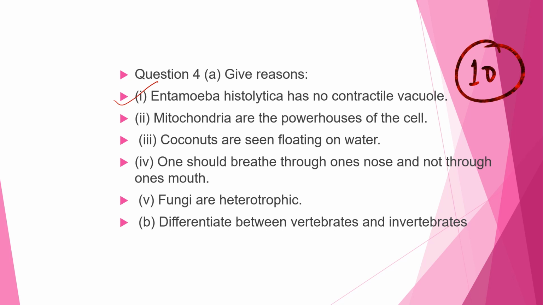Now next one is mitochondria is called the powerhouse of the cell. Why? Because cellular respiration is taking place in mitochondria. We all know that the cellular phase of respiration is taking place in mitochondria, and the energy produced is stored in the form of ATP molecules. So it is the powerhouse where the energy is stored in the form of ATP molecules, and mitochondria is thus regarded as the powerhouse of the cell.